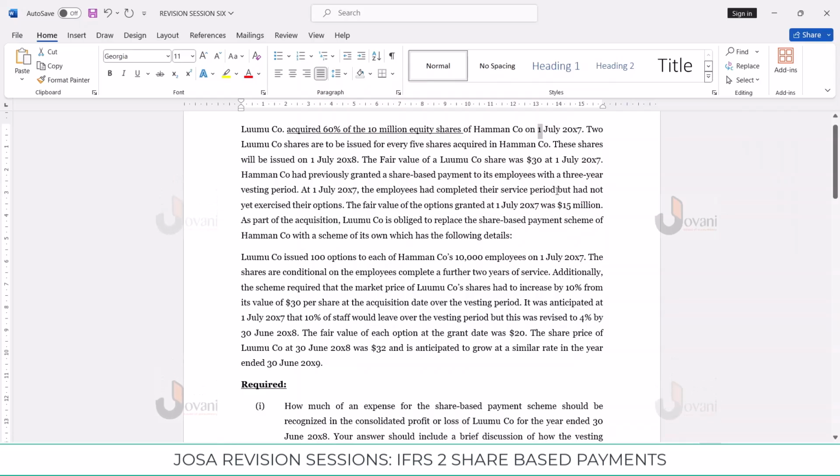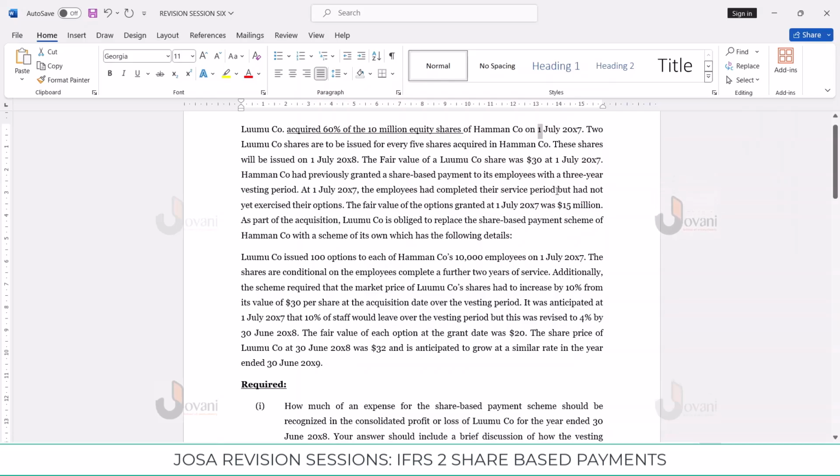Market conditions. Perfect. So, in your answer, you should talk about all of those. Even in your state, because the scenario is talking about a service condition, it also talks about a performance condition, which is a market condition. It was anticipated at 1st July 2007 that 10% of staff would leave over the vesting period, but this was revised to 4% by 30th June 2008.